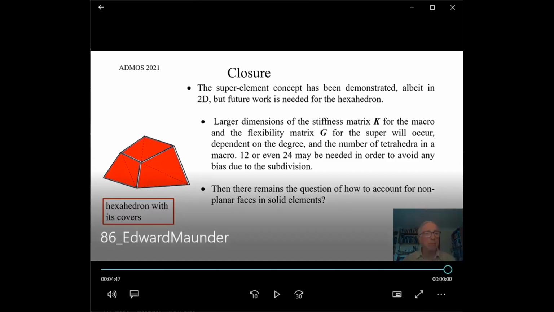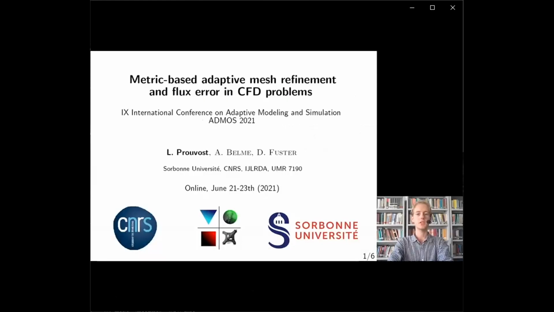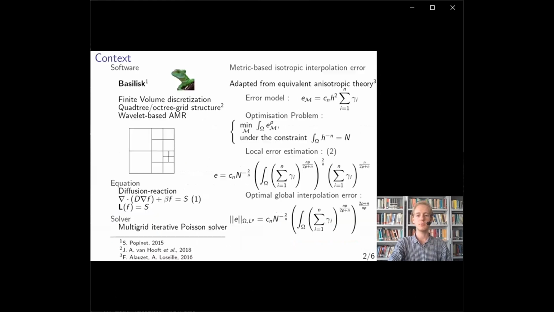Hello, I'm Lucas Prouveau, and today I will present the work we've done with Anka Belme and Daniel Fuster at Institut Jean-Le-Rond d'Alembert, which belongs to Sorbonne University and CNRS. It deals with metric-based adaptive mesh refinements and flux error in CFD problems.